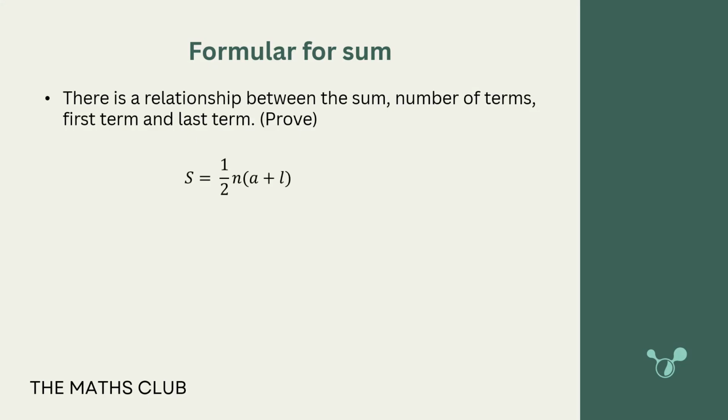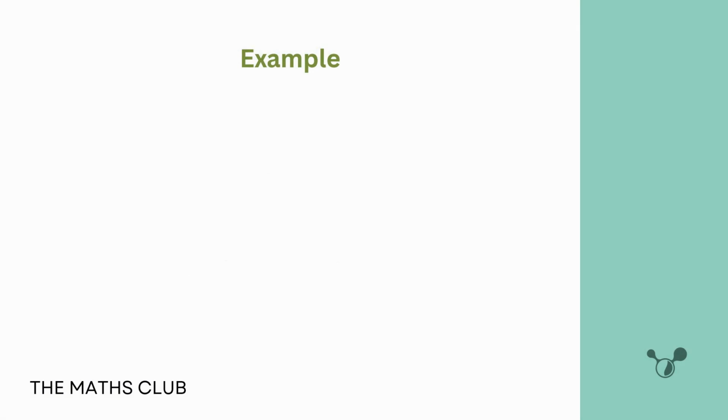So we can see our sum is either half of n multiplied by (a plus l), or half of n open bracket 2a plus (n minus 1) d. Great. Let's see some examples that will further buttress the application of these formulas.